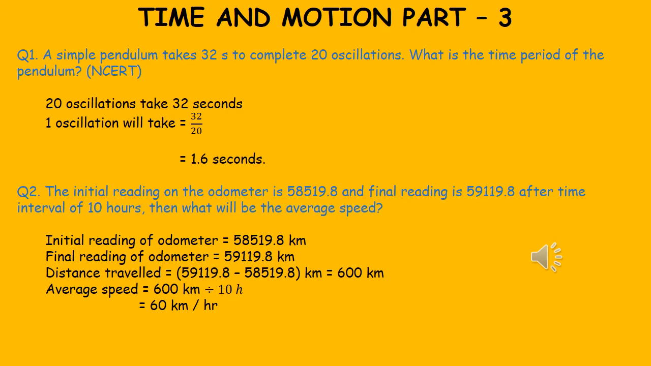The first sum is: a simple pendulum takes 32 seconds to complete 20 oscillations. What is the time period of the pendulum? This is a sum from NCERT exercise. We'll be using the unitary method. 20 oscillations take 32 seconds. So one oscillation will take, we have to divide, because one oscillation will take less time. So 32 by 20, that is 1.6 seconds.